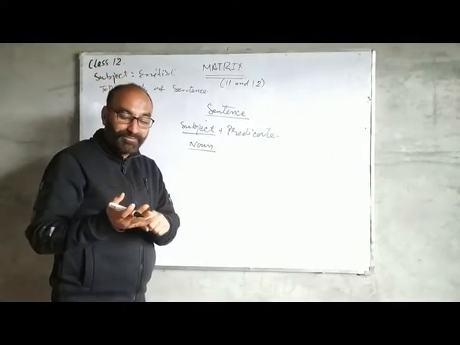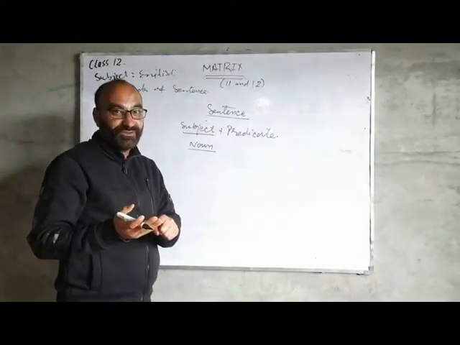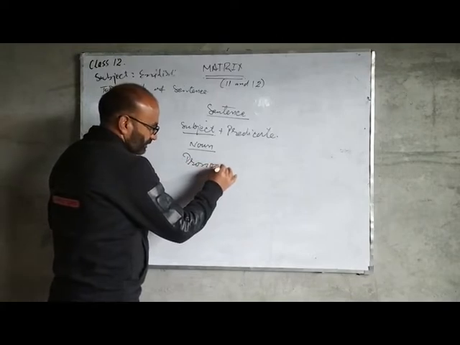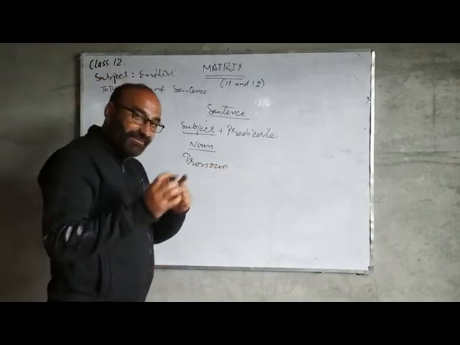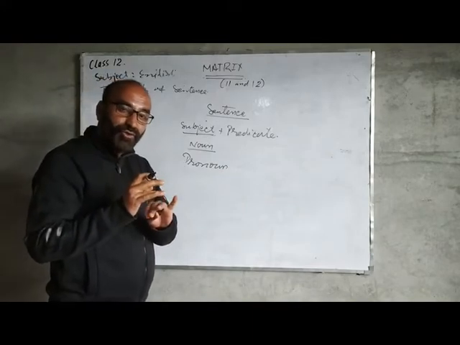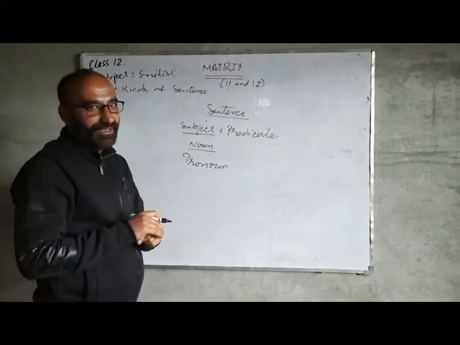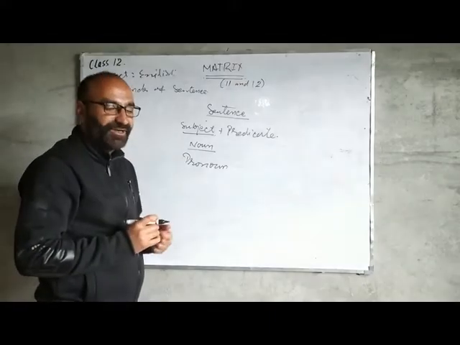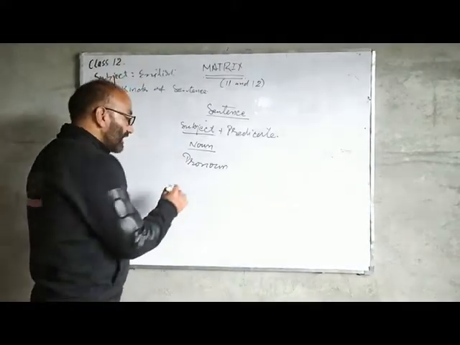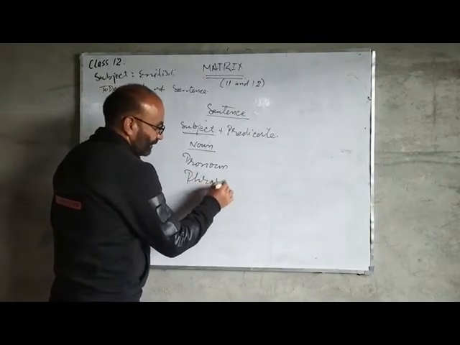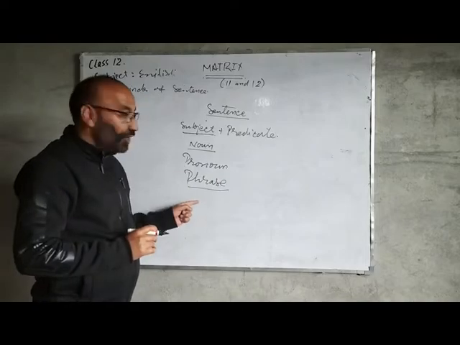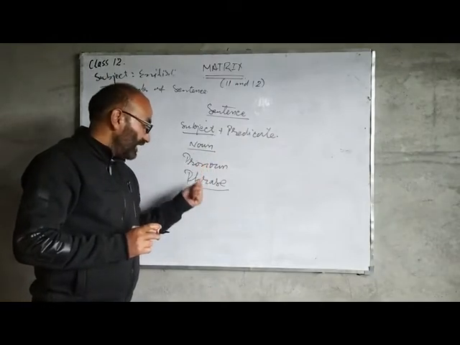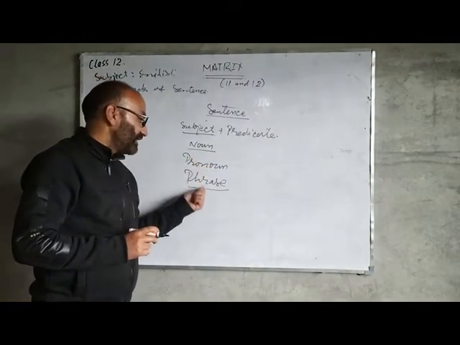It can be a common noun, proper noun, material noun, abstract noun, or collective noun. Or a pronoun. Usually subject pronouns we have are I, we, you, he, she, it and they. Even indefinite pronouns can be there: somebody, nobody, everybody. Or it can be a phrase. So the subject occurs in three things: a noun, a pronoun, or a phrase.